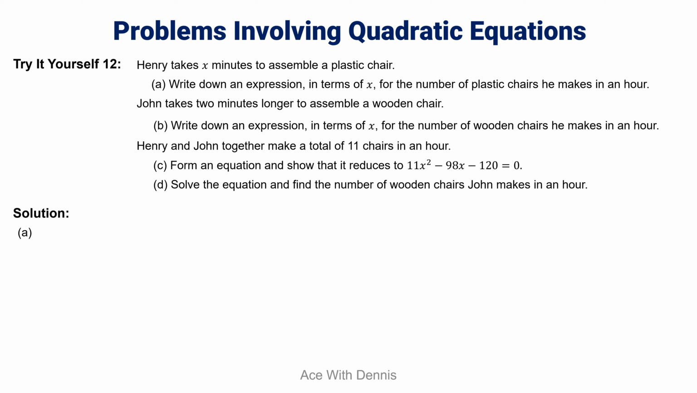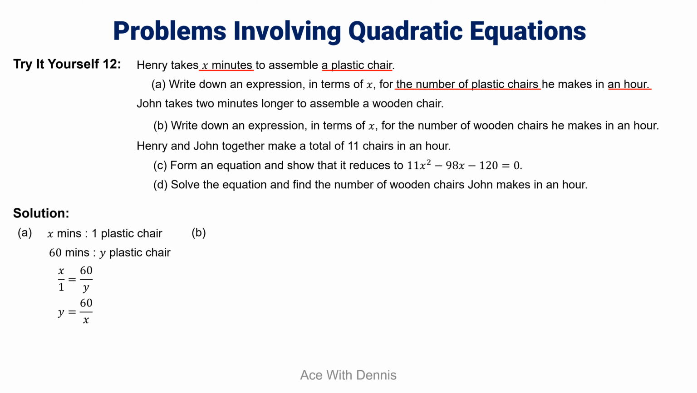So here's the solution for A. The question says that Henry takes x minutes to assemble one plastic chair. So how many plastic chairs can he make in an hour? 1 hour means 60 minutes is to y plastic chairs. This is a ratio question. We can form the fraction x over 1 equals 60 over y. So y equals 60 over x.